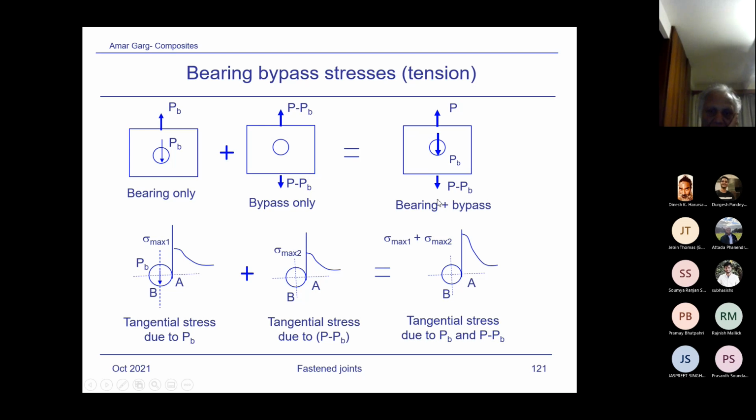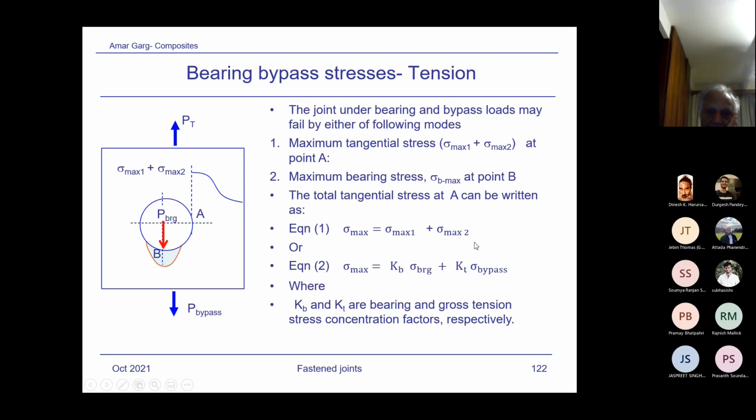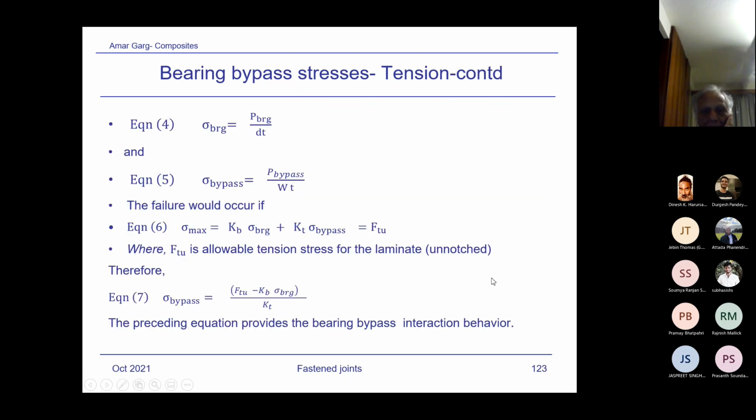Again, this is a similar diagram which I showed previously, and now here I showed earlier, so I won't go into the details.